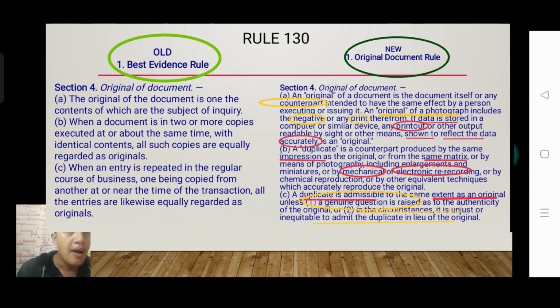Now, let us proceed to paragraph C. On paragraph C, nothing was changed.